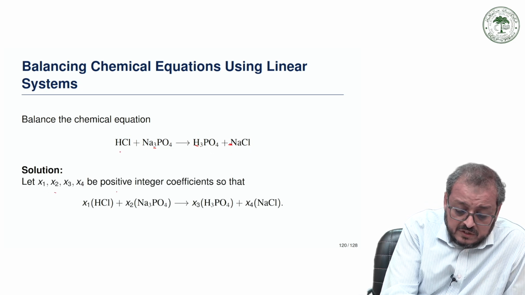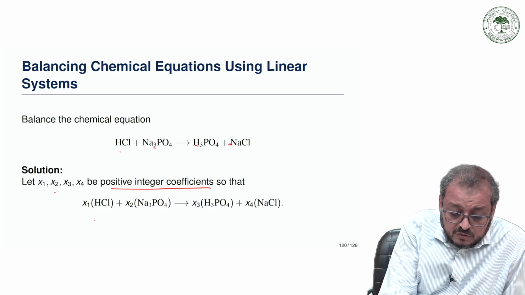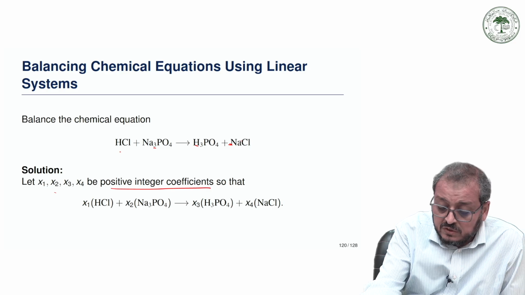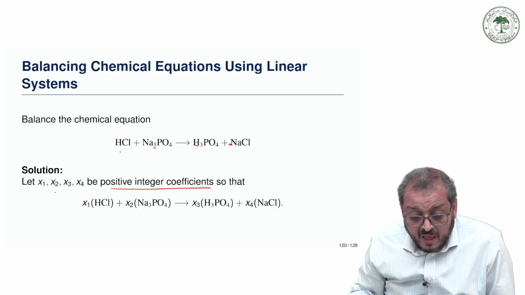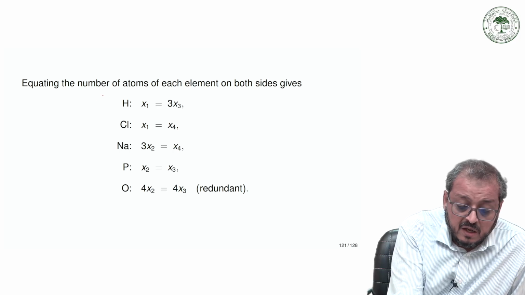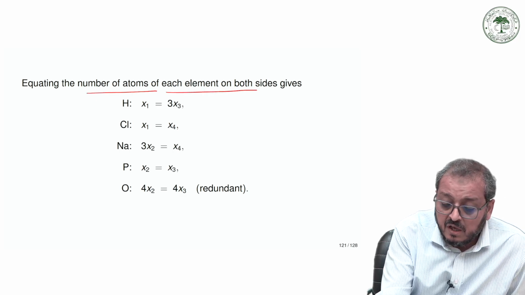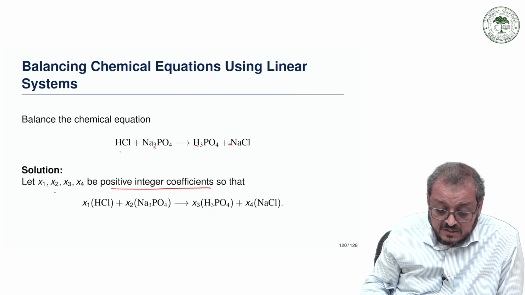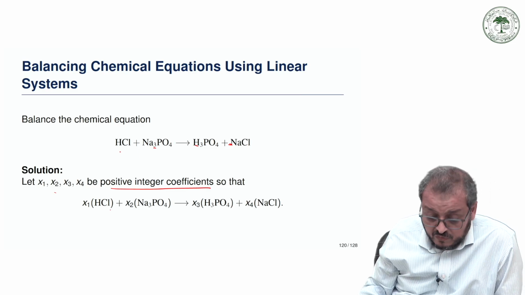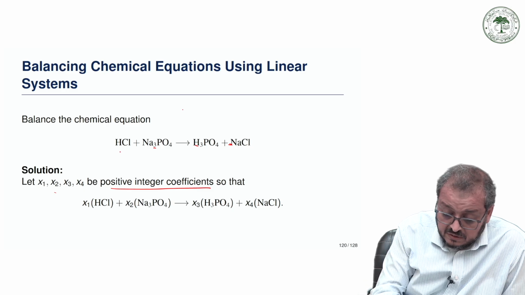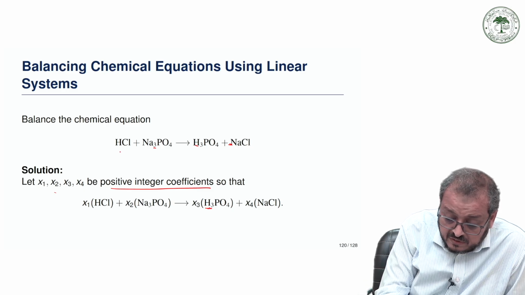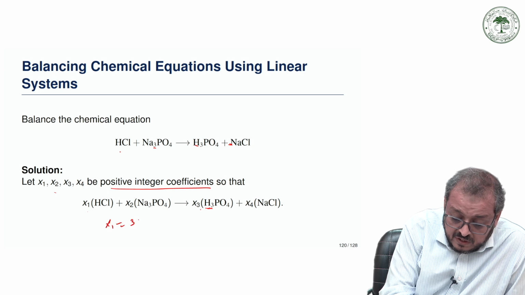So we have x1, x2, x3 as the positive integer coefficients, so that x1 times this plus x2 times this plus x3 times this plus x4 is equal to, we write the equation in this form. This means equating the number of atoms of each component on both sides. H is equal to x1, we have 3x, so H here is 3, so x1 is equal to 3x3.